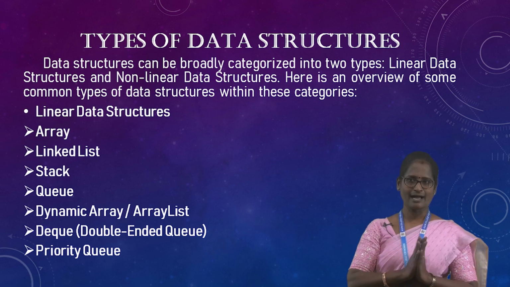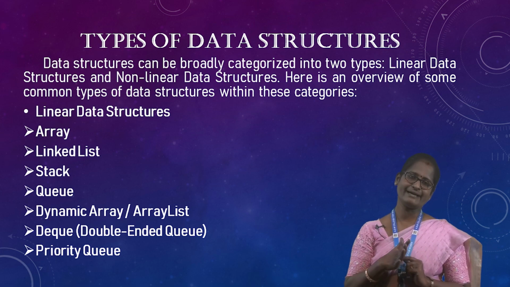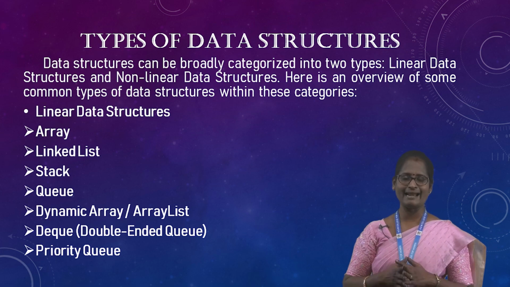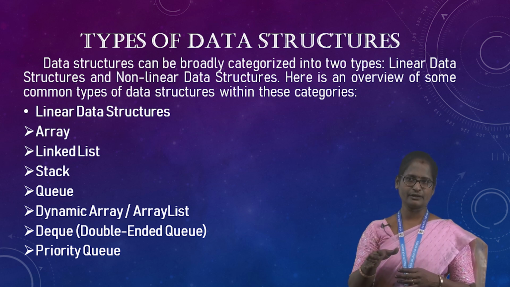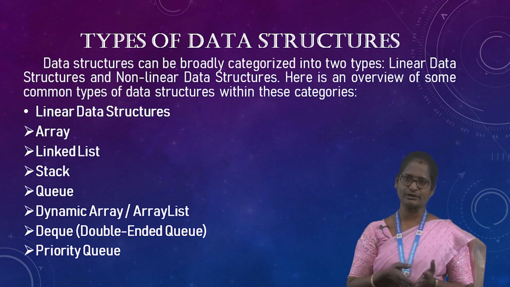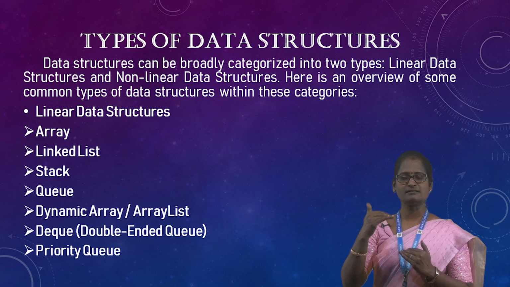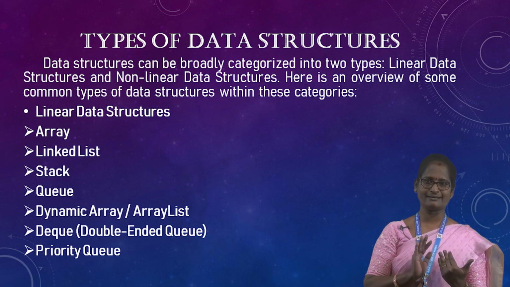Then the dynamic array or array list. Similar to an array, but with dynamic resizing, it allows for efficient random access and appending of elements. Then the next one is deque, that is the double-ended queue, which allows insertion and deletion at both ends, making it a generalization of both stack and queue. Then the next one is priority queue. The elements are kept in sorted order, either maximum or minimum, using heaps.